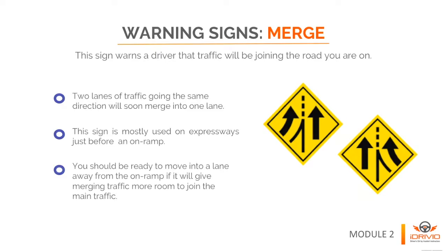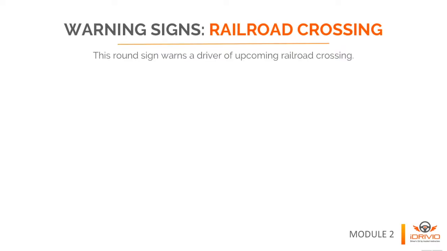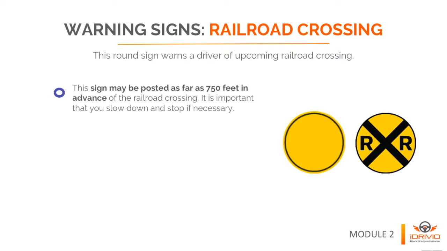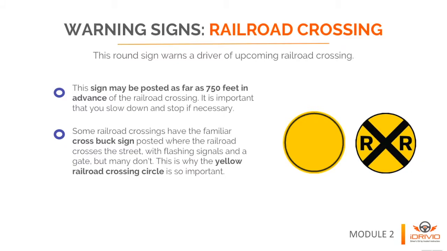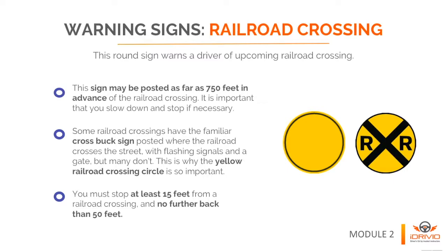The railroad crossing sign warns of an upcoming railroad crossing. This sign may be posted as far as 750 feet in advance of the railroad crossing. It is important that you slow down and stop if necessary. Some railroad crossings have the familiar crossbuck sign posted where the railroad crosses the street, with flashing signals and a gate, but many don't. This is why the yellow railroad crossing circle is so important. You must stop at least 15 feet from a railroad crossing, and no further back than 50 feet.